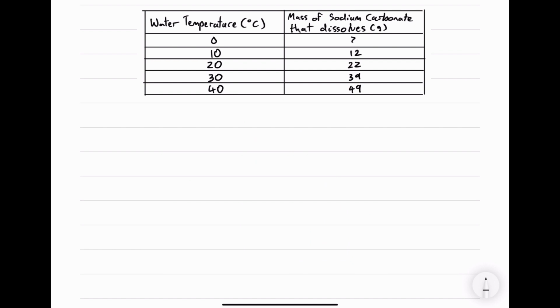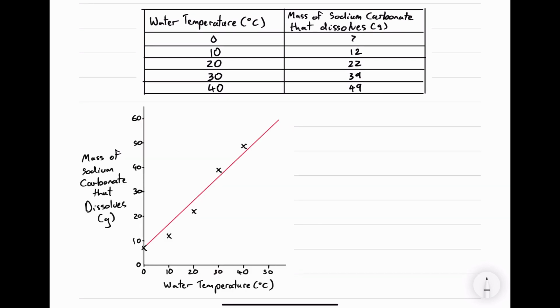Temperature affects solubility. In the table we can see that the temperature of the water is increasing, and the mass of sodium carbonate that dissolves in grams is measured. As a graph, it would look something like this. As you can see from the graph, as the temperature of the water increases, the mass of sodium carbonate that dissolves also increases.